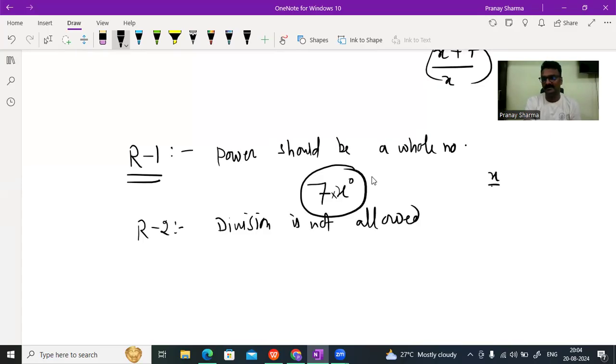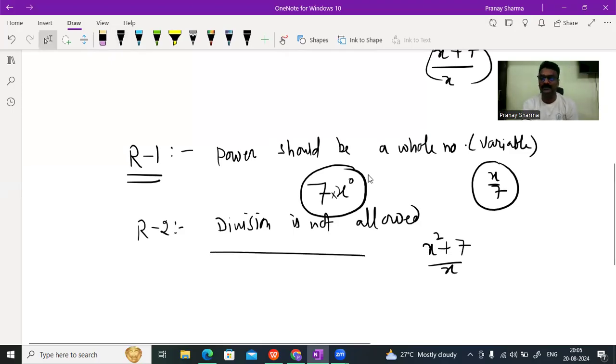So let us say x by 7 is an algebraic expression. This can be considered as an algebraic expression because we have an arithmetic operator in between, which is division between two terms, right? But can we consider this as a polynomial? There are chances, right? According to rule number 1, the power should be a whole number, and it should be related to the variable. So this can potentially be considered as a polynomial. However, if we have x square here, then this is clearly discarded because this disobeys rule number 2.